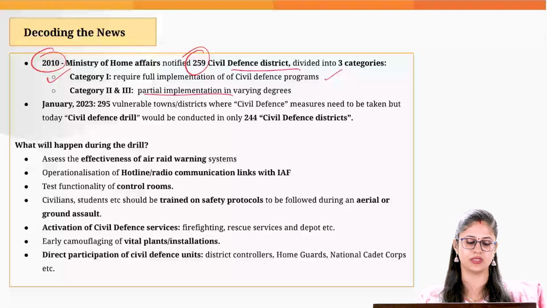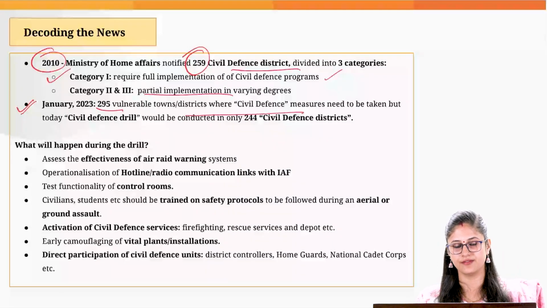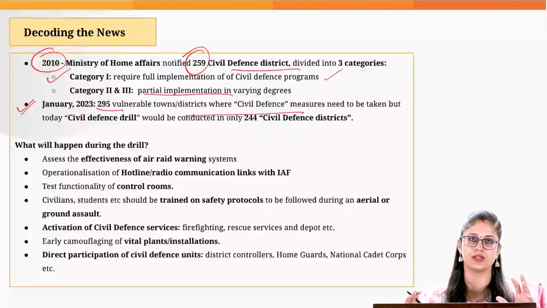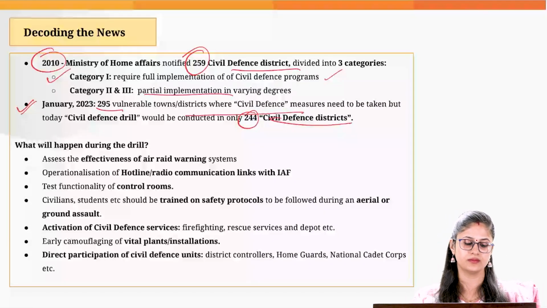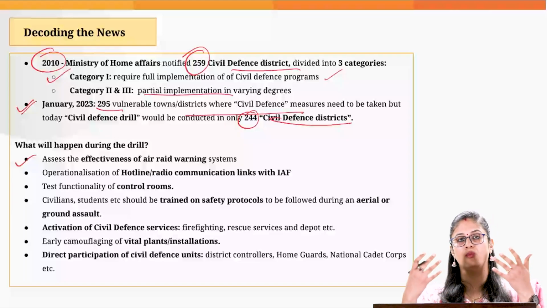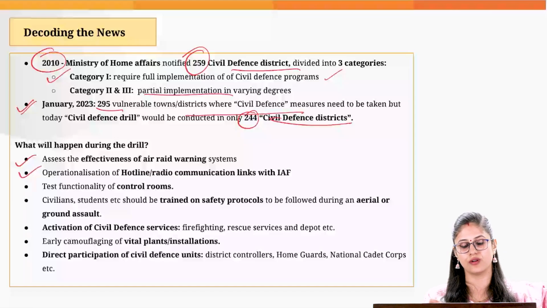We are not going to get into that much detail. In January 2023, 295 civil defense districts were identified. But today, the civil defense drill would be carried out only in 244 civil defense districts. Now, what are we going to do in this drill? We are going to assess the effectiveness of the air raid warning system, whether we are able to give warning to the civilians and the forces or not. We will be checking the effectiveness of the radio communication links with the Indian Air Force.